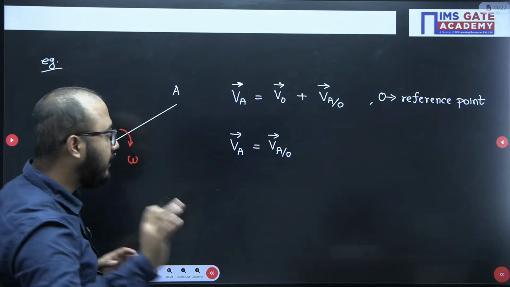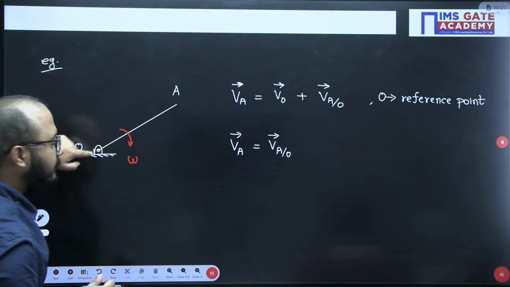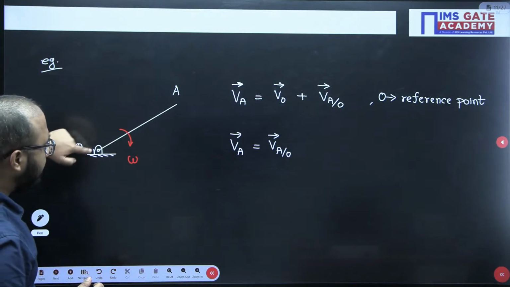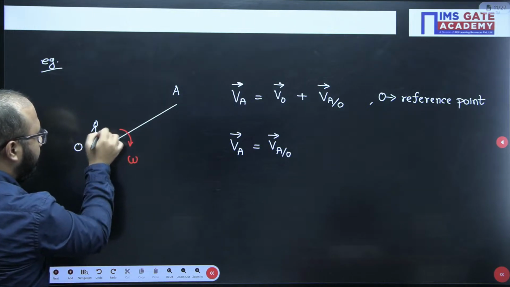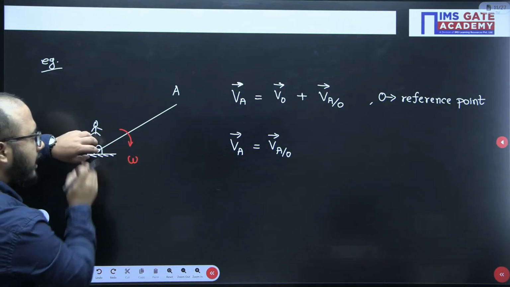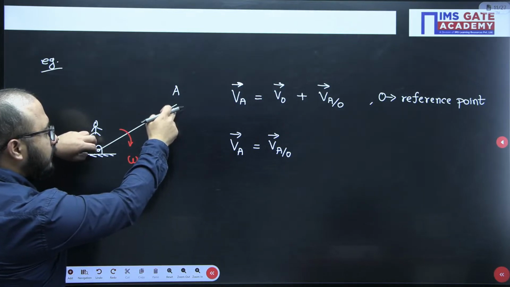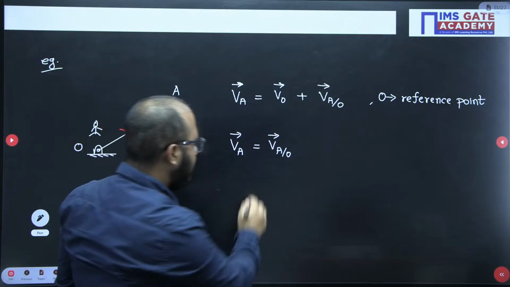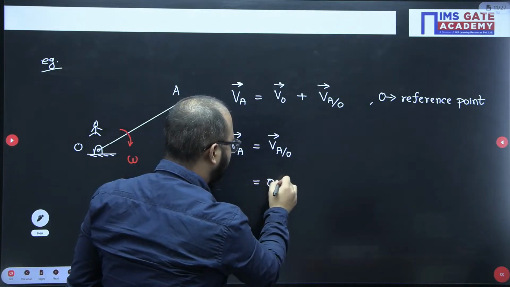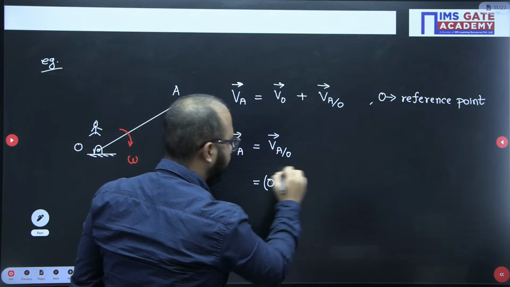Please understand, everyone. If I consider point O and observe A, let us suppose you are sitting at point O and observing A. What will you observe? Point A is under rotation. So when it is under rotation, you will have this formula, na? OA multiplied by omega. Right?